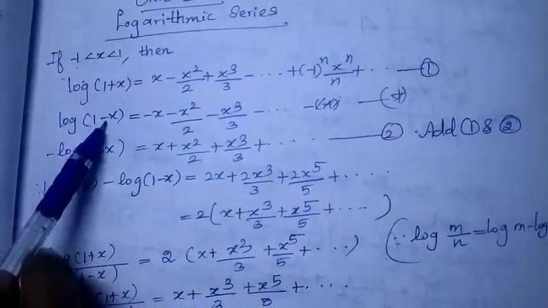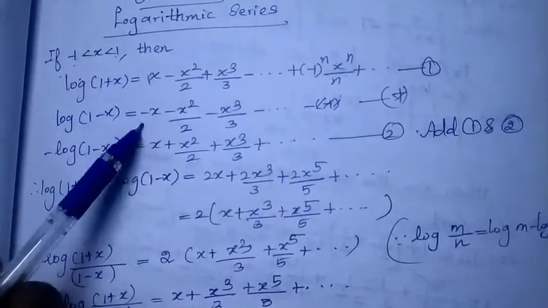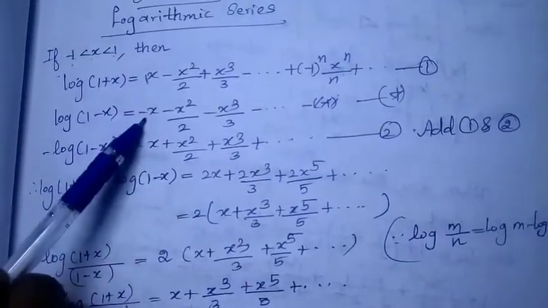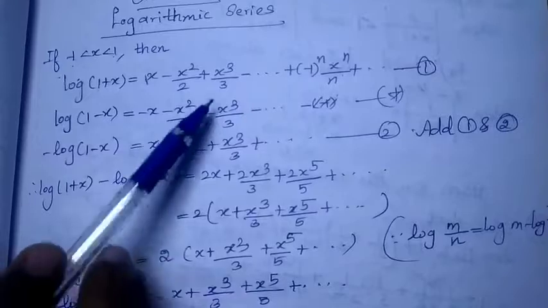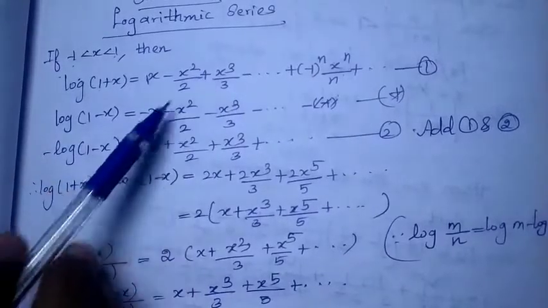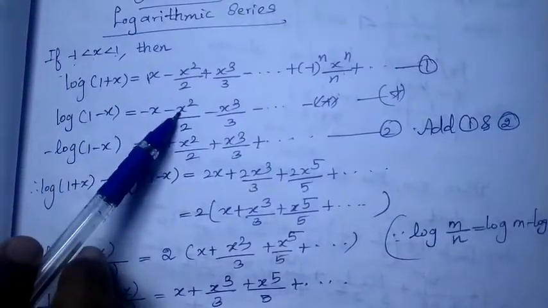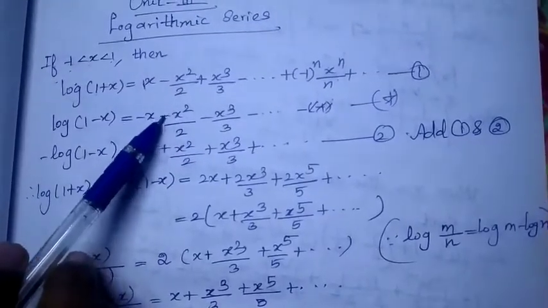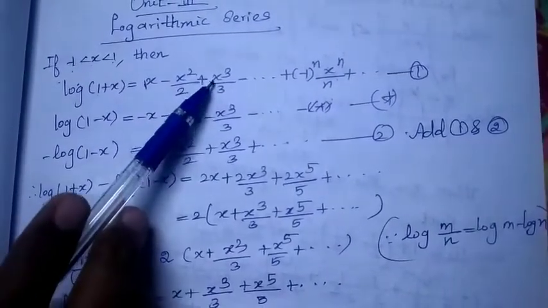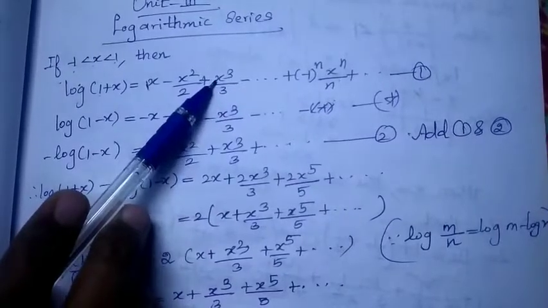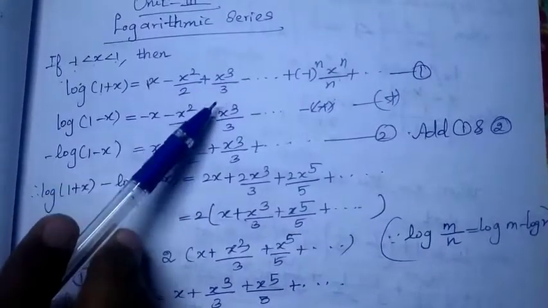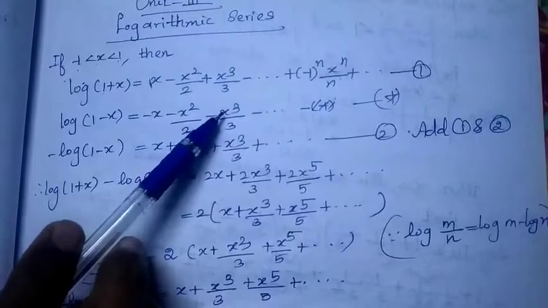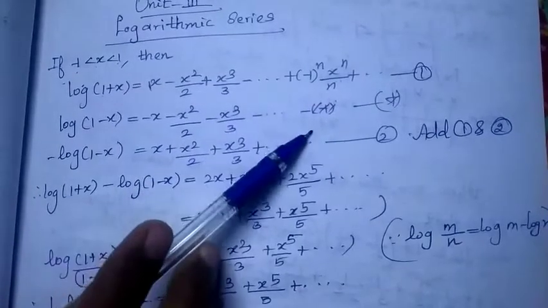What is log of 1 minus x? In the place of x, just replace minus x. So you'll get minus x square by 2. Here x alone you have to substitute x equal to minus x. The whole square will become x square only, so we are having the same minus here. But substituting x equal to minus x, you will get minus x the whole cube is minus x cube. So you are having minus x cube by 3 minus etc.